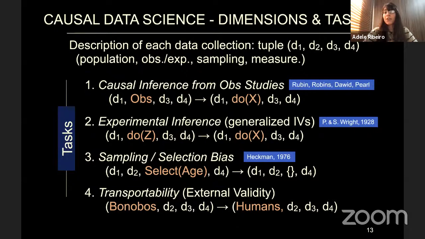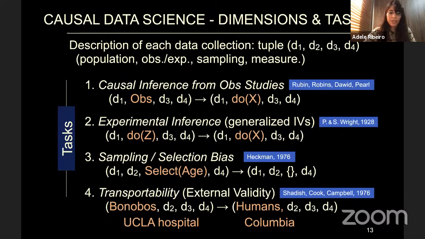This could be populations as well, like if you are collecting data in LA, can we do inference in New York? So how can we move the knowledge from one population or from one scenario to another? And this has been studied by Shadish, Cook, and Campbell since 1976. Sometimes you have data from UCLA, and then you want to see if the results are valid in Columbia University, for example, in New York.